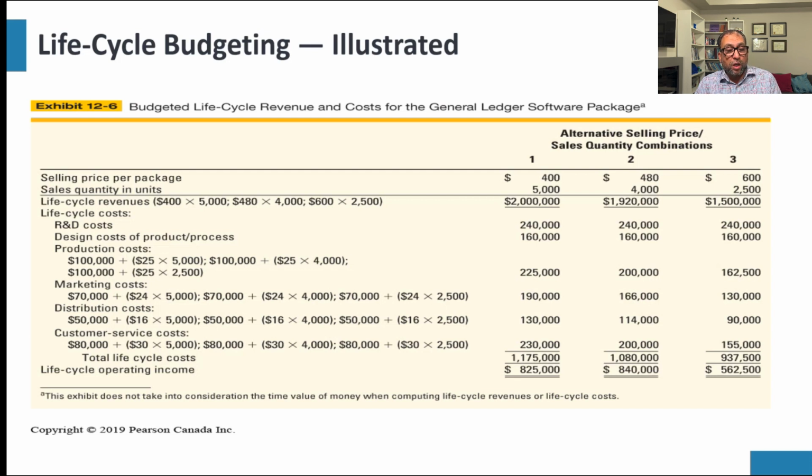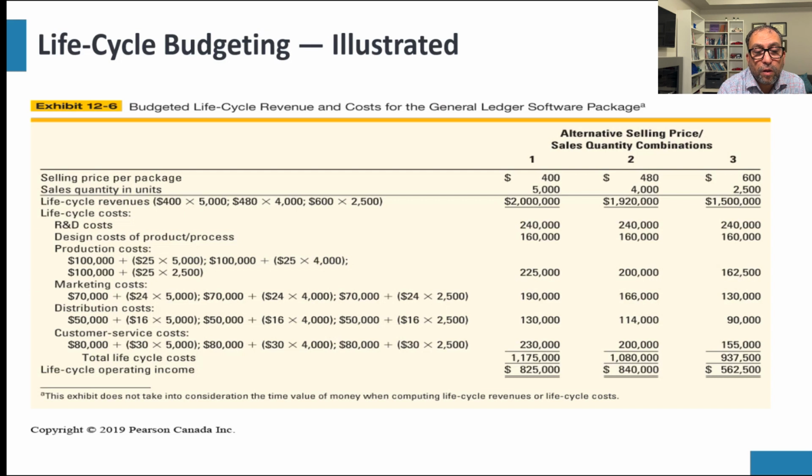Now, life cycle cost: we start from research and development cost, which is 240 for the first scenario, 240 for the second scenario, 240 for the third scenario, because research and development is the same for all three scenarios, however much we are charging. The design cost of the production process is again the same. Then production cost. Production costs are different because we are selling different numbers of units. So production cost for the first scenario is 225, for the second scenario it's 200,000, and for the third scenario it's 162,500. Marketing cost is again different because we are selling different numbers of products. So 190, 166, and 130. Then we have a distribution cost for sales: 130, 114, and 90 million.